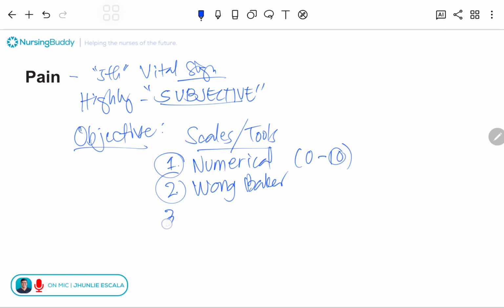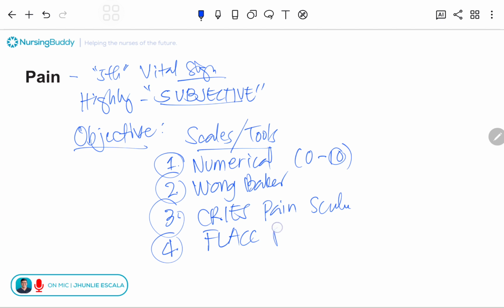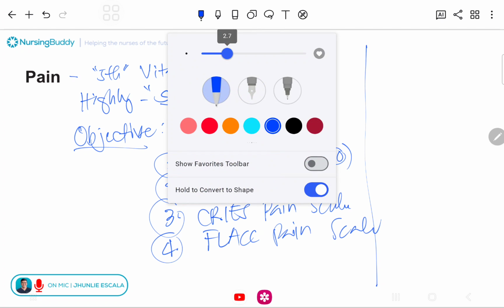And pangatlo, kapatid, we have your Kreis Pain Scale. Okay? And also, kapatid, we have your number 4, your FLACC Pain Scale. Yan. So, we also have your non-verbal pain scale. Yan. So, big thing in the board examination, lalo-lalo na pagdating sa NCLEX. Sa NCLEX naman to, I have to highlight this one, kapatid.